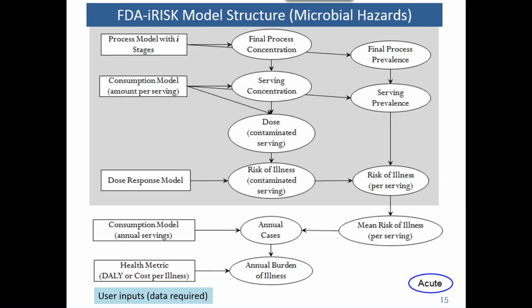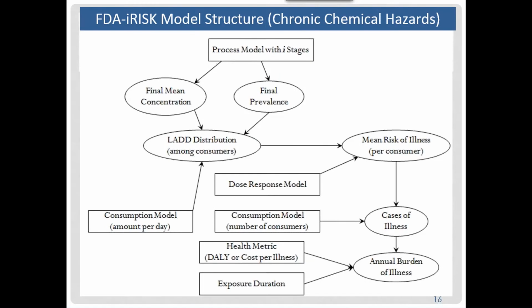FDA-iRISK uses this structure to compute the risk from microbial hazards, which is acute in nature, and the risk from acute exposure to chemical hazards. The model structure is essentially the same for chronic chemical hazards, except for how consumption is defined. The number of consumers, consumption per day, and the exposure duration are the inputs. A lifetime average daily dose, or LADD, is calculated for chronic exposure. As an output, the mean risk of illness per consumer instead of per serving is predicted.